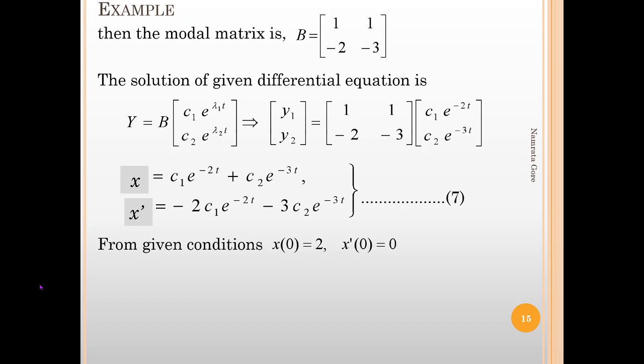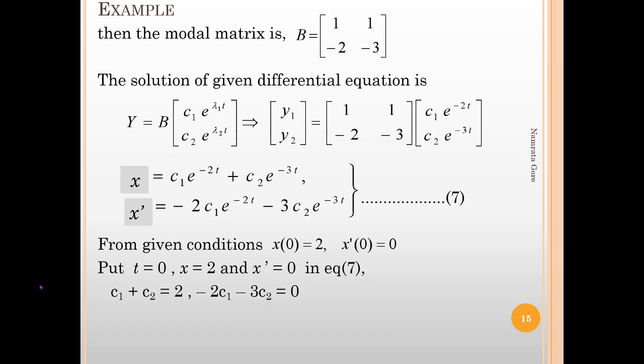See, whenever you have a derivative dx by dt, that means x is a function of t. So here we can easily say that for t equal to 0, x is 2, and for t equal to 0, x dash is 0. Using this in equation 7, we get the two equations.